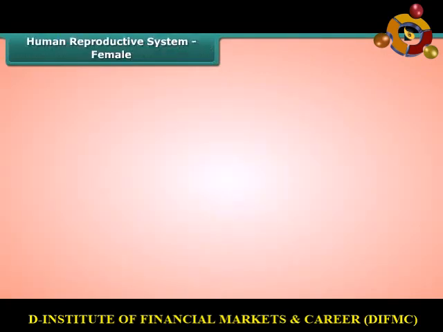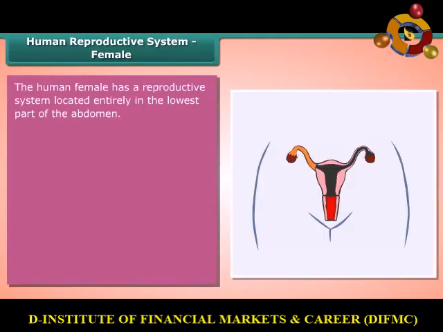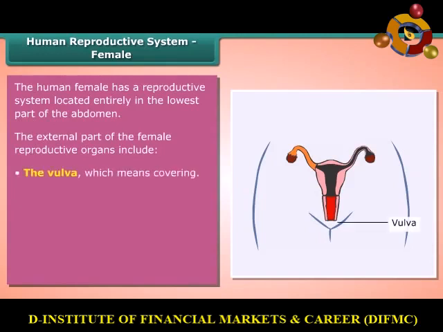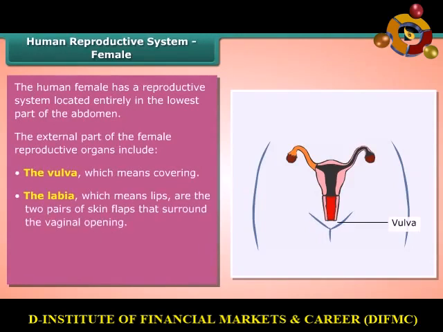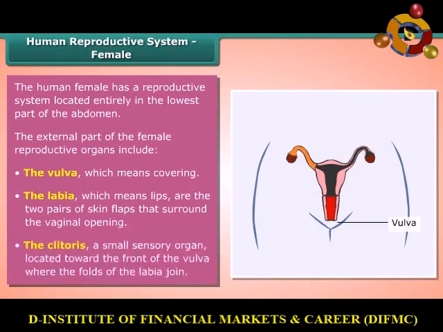Human reproductive system. Female. The human female has a reproductive system located entirely in the lowest part of the abdomen. The external parts of the female reproductive organs include the vulva, which means covering. The labia, which means lips, are the two pairs of skin flaps that surround the vaginal opening. The clitoris, a small sensory organ located toward the front of the vulva where the folds of the labia join.